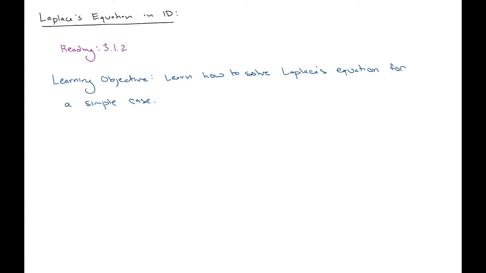Okay, so I talked about in the last lecture the importance of being able to solve either Poisson's or Laplace's equation in order to find the electric field, but we haven't really done a lot of examples of how to do that. So let's start with the simplest case. We're going to learn how to solve Laplace's equation in one dimension.